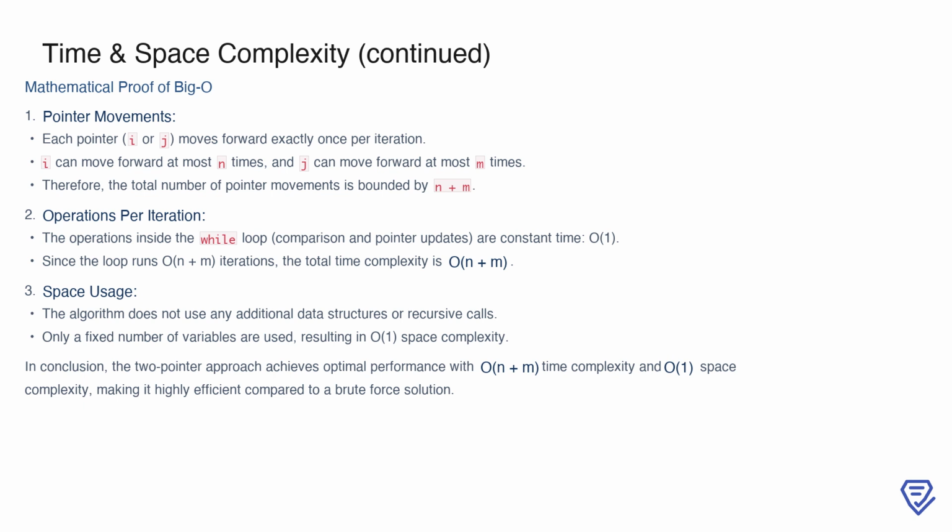Multiplying the number of iterations by the cost per iteration gives us an overall time complexity of O(n + m). Regarding space, the algorithm doesn't allocate or use additional memory beyond a few variables, so the space complexity remains O(1). This proves that the two-pointer approach achieves optimal efficiency both in terms of time and space, making it far superior to the brute force alternative.